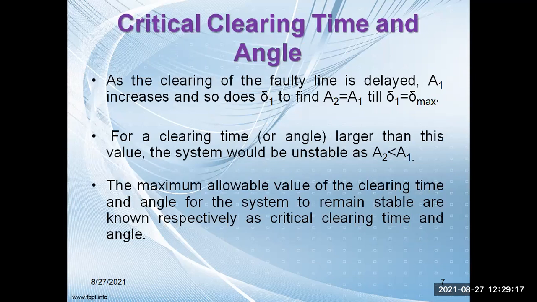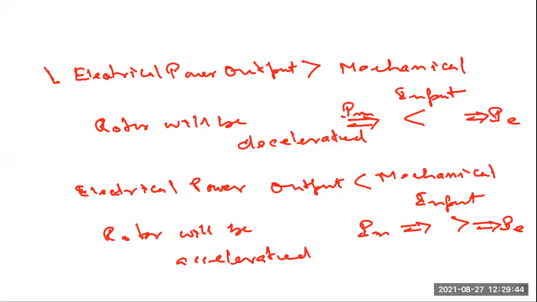Now, critical clearing time and angle. As the clearing of the faulted line is delayed, A1 increases and so does delta 1, to find A2 equal to A1, until delta 1 equals delta max. For a clearing time or angle larger than this value, the system would be unstable as A2 is less than A1. We have to understand this very clearly. The accelerating area should be equal to the decelerating area. For any system to be stable, this is the foremost important condition.